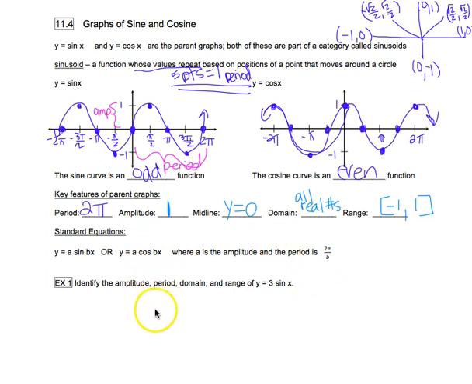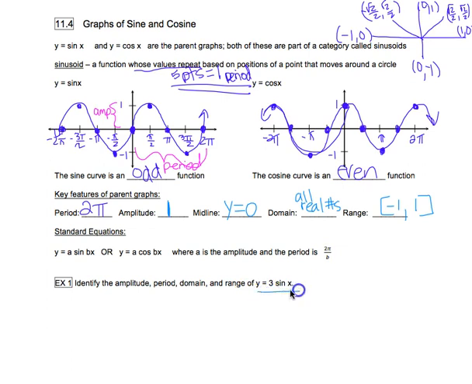So the only other thing you're going to have to be able to do is some mild transforming here. So when I have y = a sine bx, meaning I've got a number multiplied in front of sine or a number multiplied in front of my x, a is going to be my amplitude. So it's going to change how tall my sinusoid is. Period changes the length of the cycle, and it is always 2 pi divided by b.